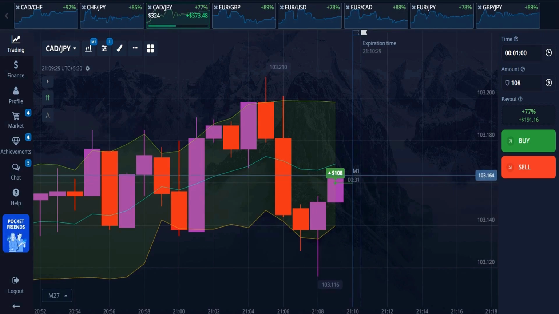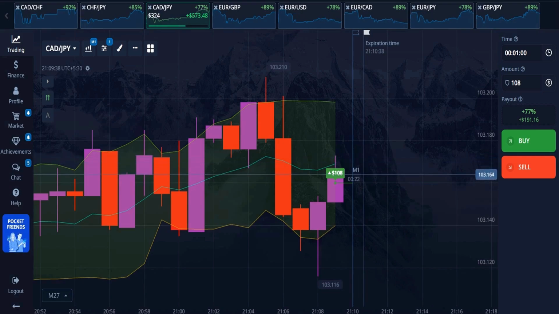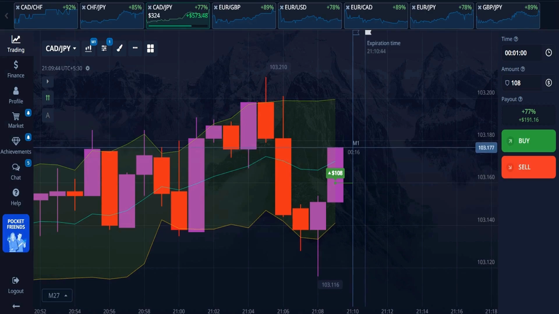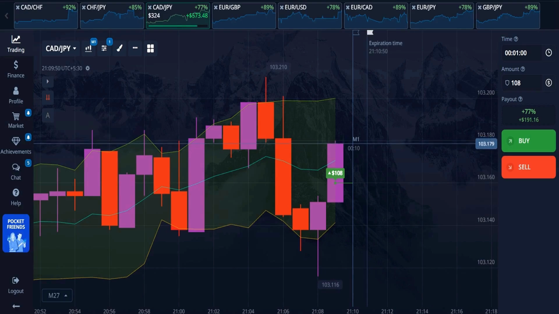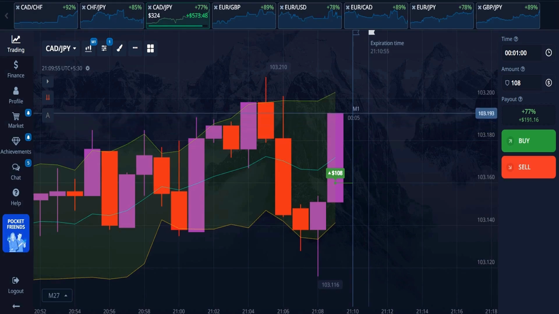While we wait for the trade outcome, let's quickly break down why this setup is strong. The price touched the lower Bollinger Band, signaling a potential reversal. A clear bullish engulfing pattern formed, showing strong buying pressure. The candlestick size is normal, meaning the pattern is reliable. This is exactly the type of setup we look for in this strategy.